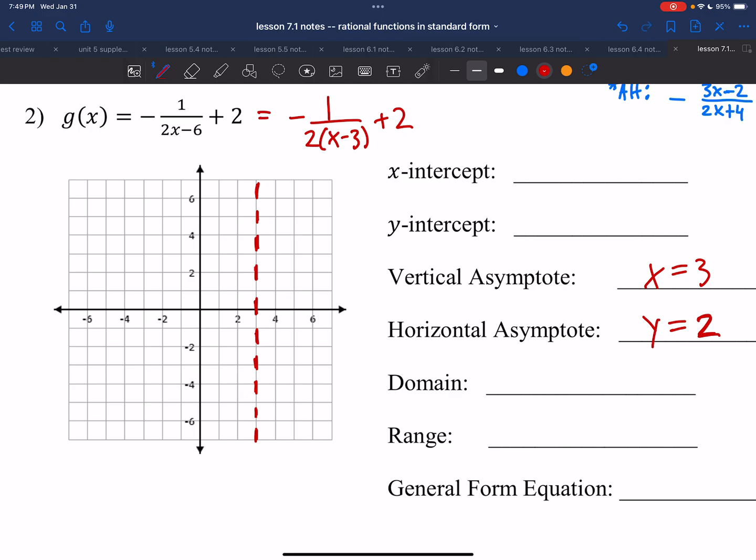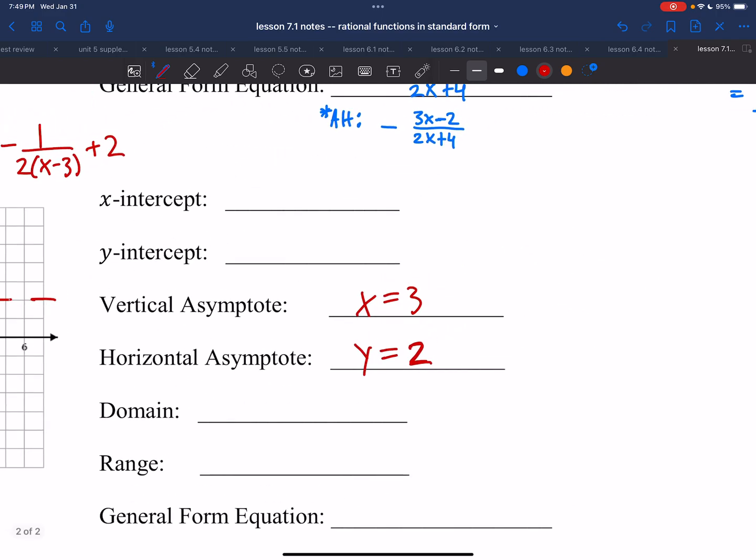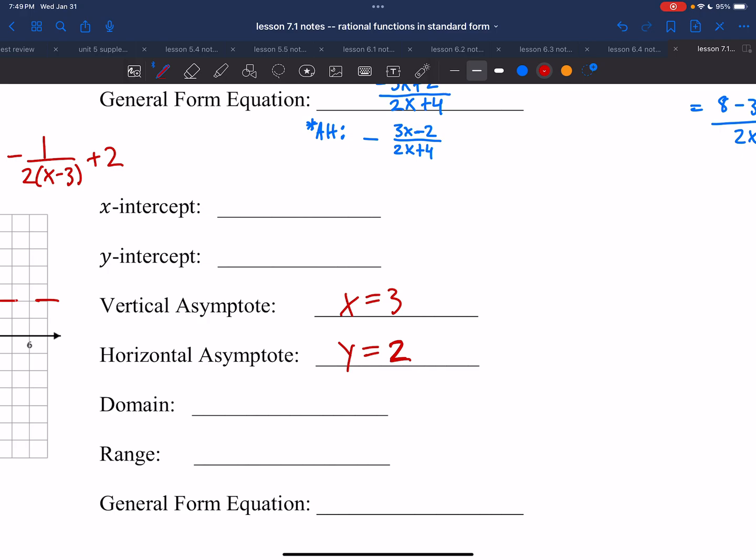The horizontal is at 2. Beautiful. Let's find our x and y intercept. X-intercept, this is going to be a little annoying. I don't know, let's do yellow.